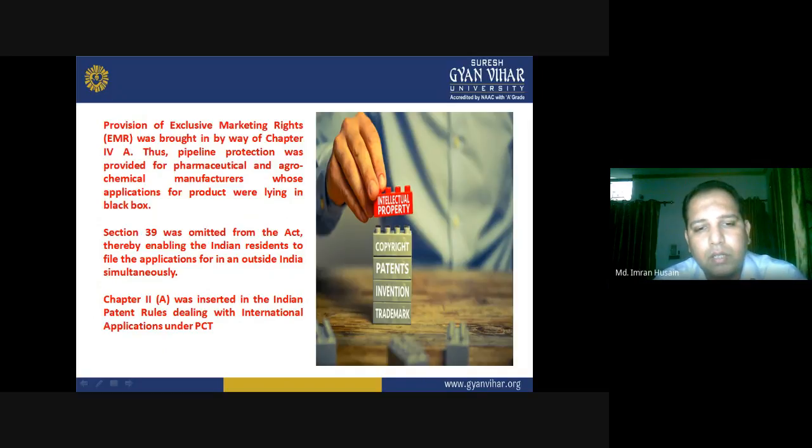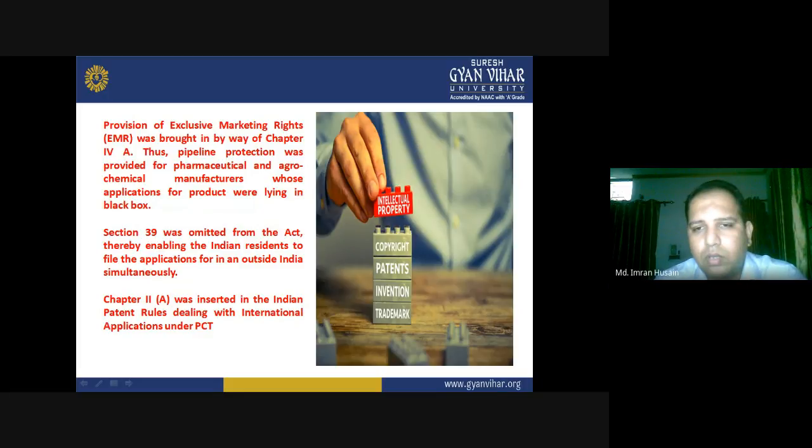Chapter 2A was inserted in the Indian patent rules dealing with international applications under PCT. Now, because of the amendments, any international candidate can also apply for a patent in India. So, as the scenario was changing, India was becoming more and more aware of the scenarios that were being followed internationally and that were extremely important when it comes to patenting provisions.